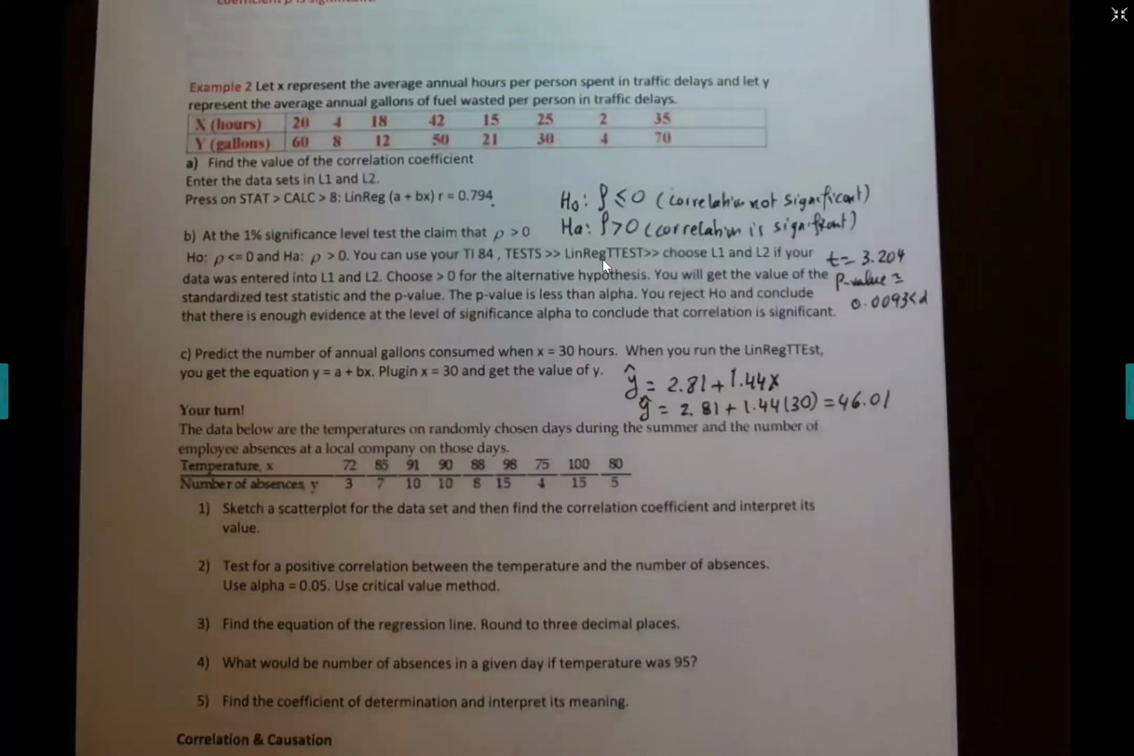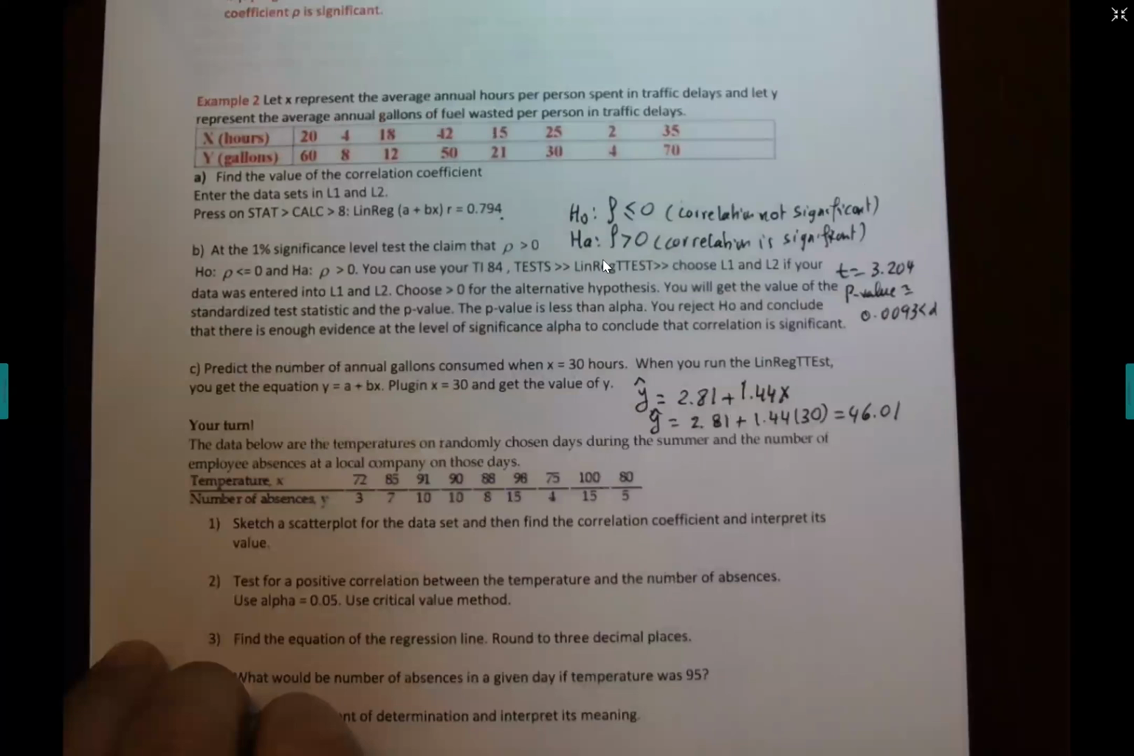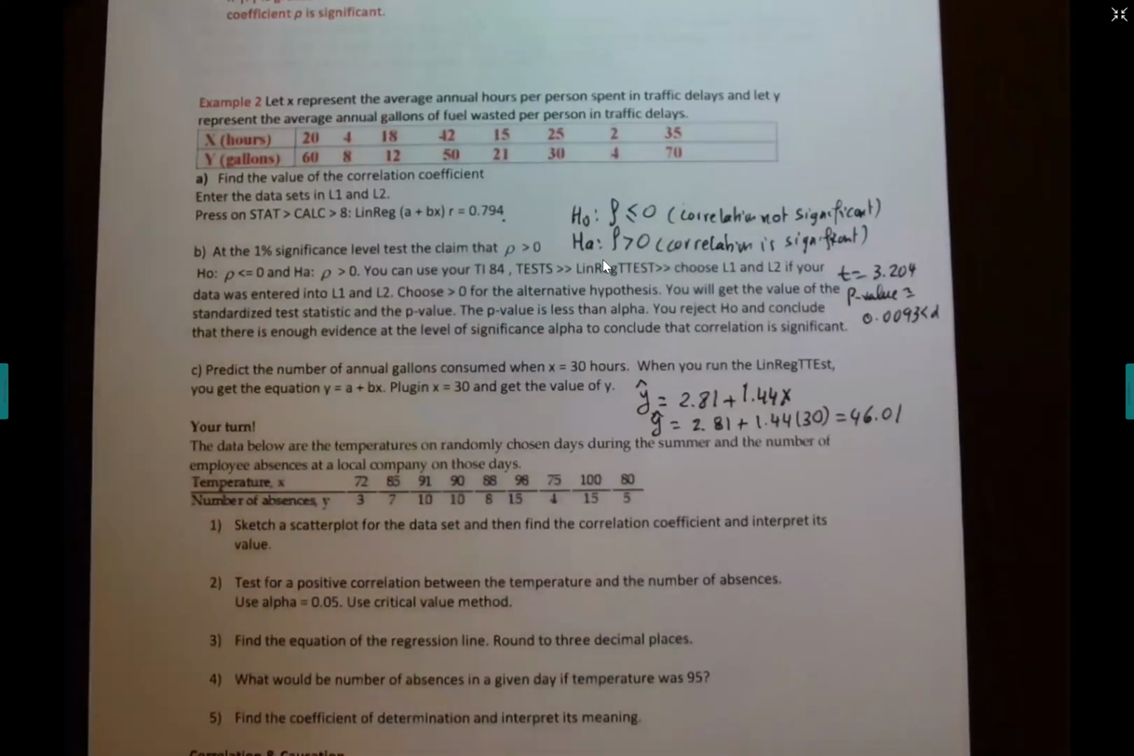If I want to interpret this, that's the important part, to learn how to interpret this. So 63%. You can say 63% of the change in the gallons wasted in traffic can be explained by the change or the variation in hours spent in traffic delay. So it's not only the hours that you wait in traffic delay that determines how much gas is wasted. There are some other factors, guys.